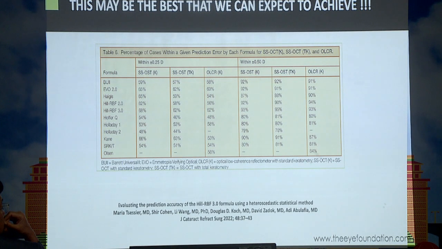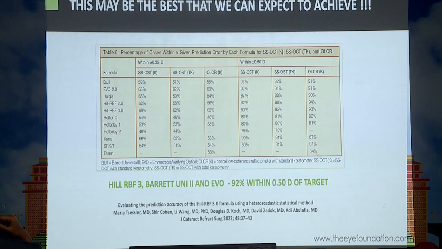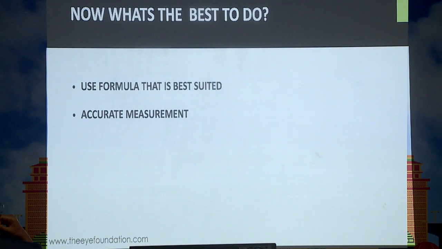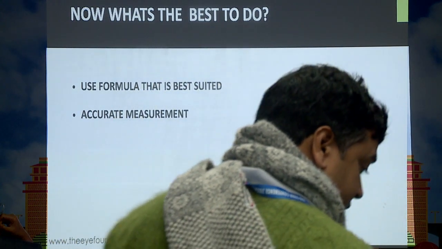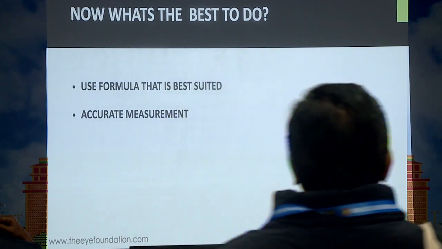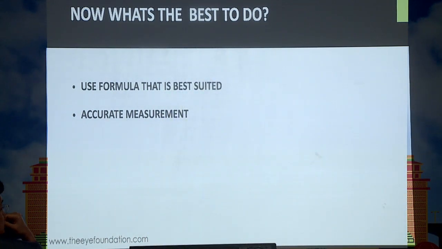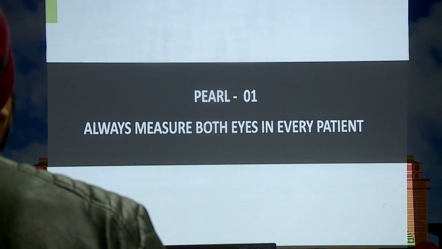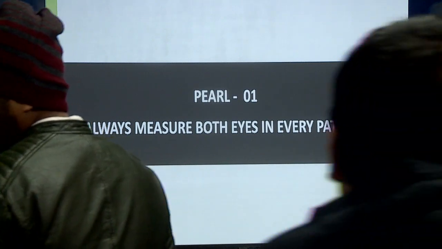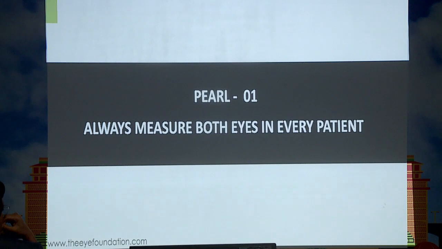This was another study where they compared the Hill RBF with the EVO and the Barrett's, and it again reiterated the fact that when you're using these formulas, you're well within plus minus 0.5 diopter 92% of the time. So what do we do? I keep throwing so many options at you. Does it mean you keep typing in multiple formulas and then decide which is the most accurate measurement? Or you look at your results and choose which is the best and stick to that, by analyzing some 100 eyes of your own.